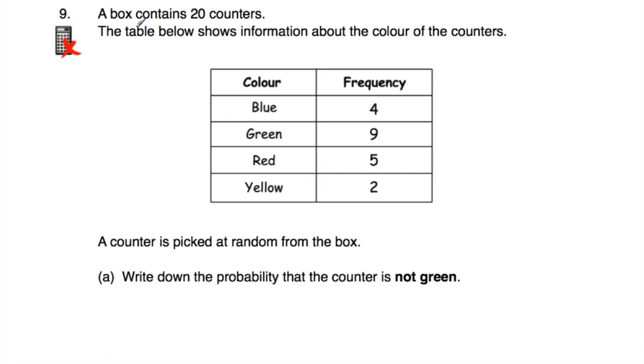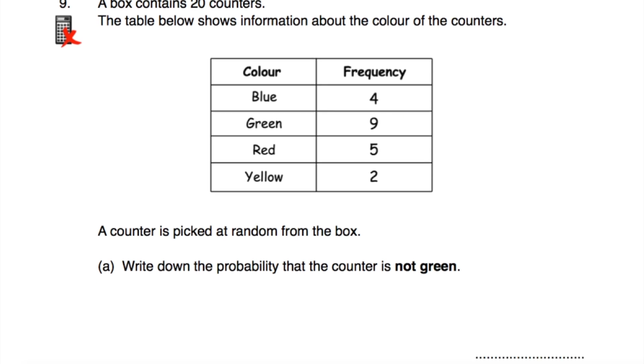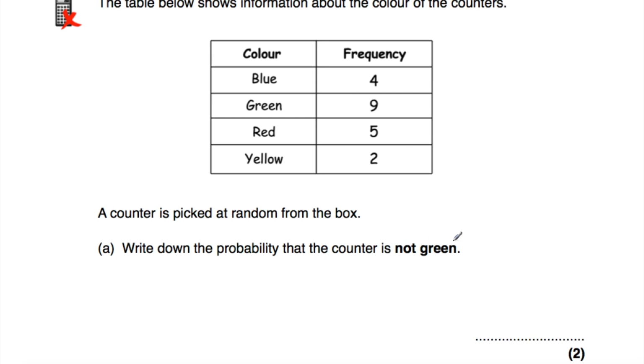Okay, so question number 9. Question number 9 says a box contains 20 counters. So there's 20 counters in a box, and they are blue, green, red, and yellow, and we've got their frequencies. And it says a counter is picked at random from the box. And it says, what's the probability that the counter is not green?